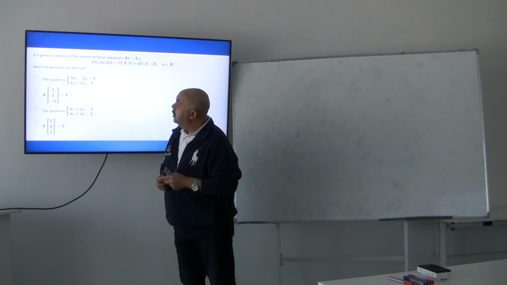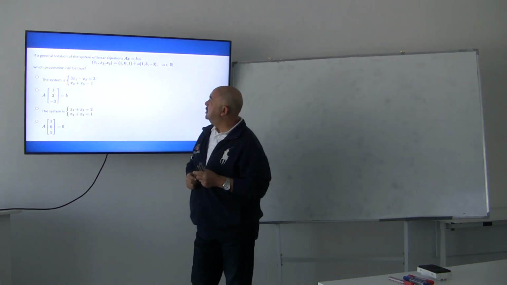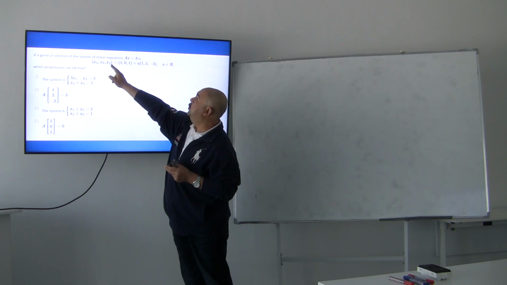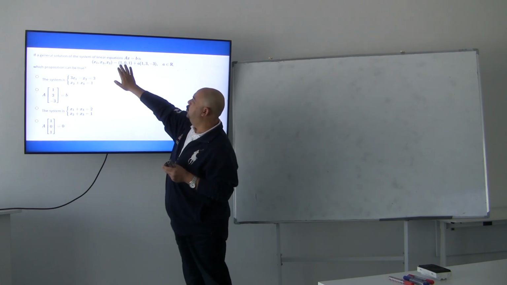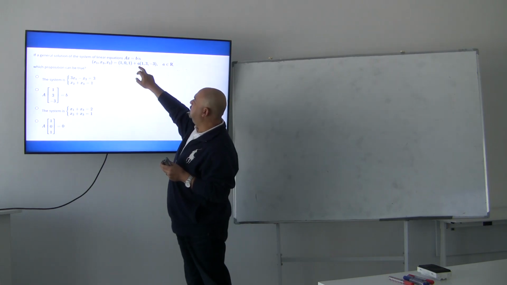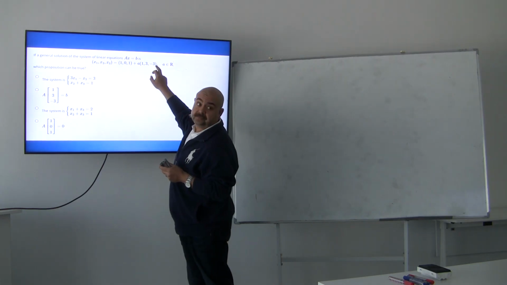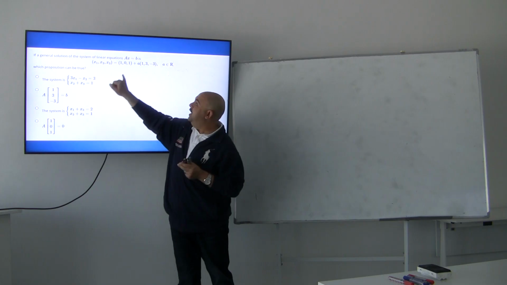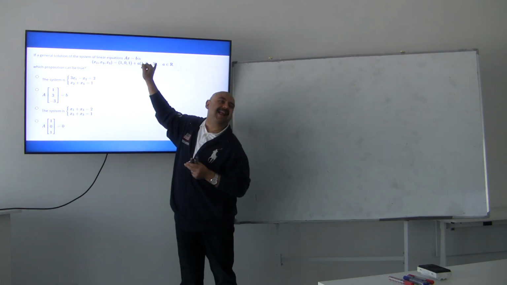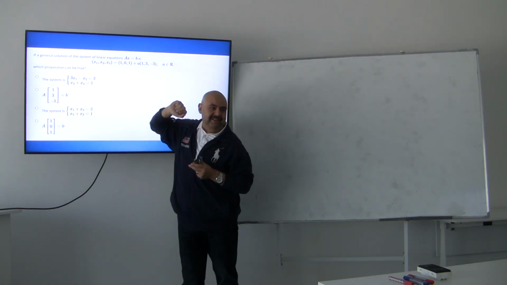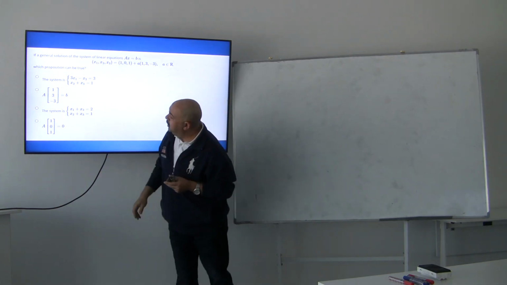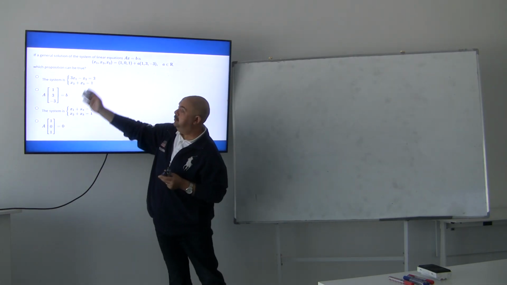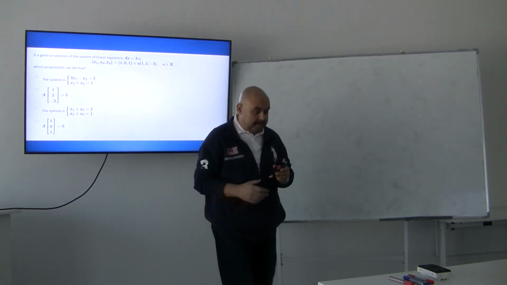Here he's giving you, in a general solution of a system of linear equations Ax equal B, x1, x2, x3 equal to 1, 0, 1 plus a times 1, 3, minus 3. Did you notice, Firas, that this is the solution set of x, the particular solution plus the null space of A? Then he says which proposition can be true?